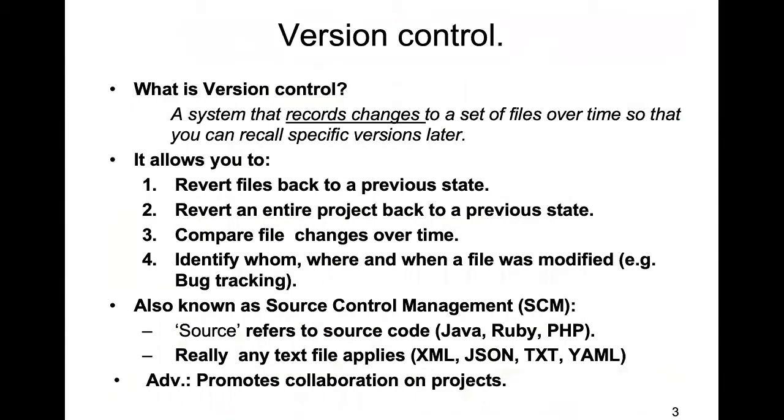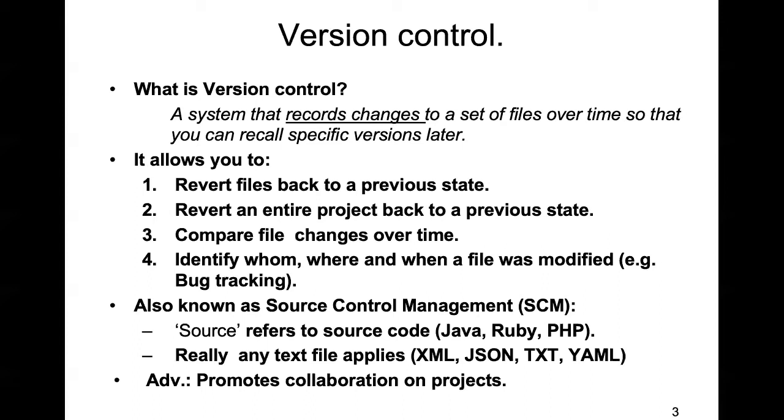So what is version control? It's a system that records changes to a set of files over time so that you can recall specific versions later on. Even though we use it in the context of application development, really anything can be in the file. It can be any type of text file. It could be a documentation file, a JSON file, XML, anything. As long as it's a text file, it can be put under version control, as we say.